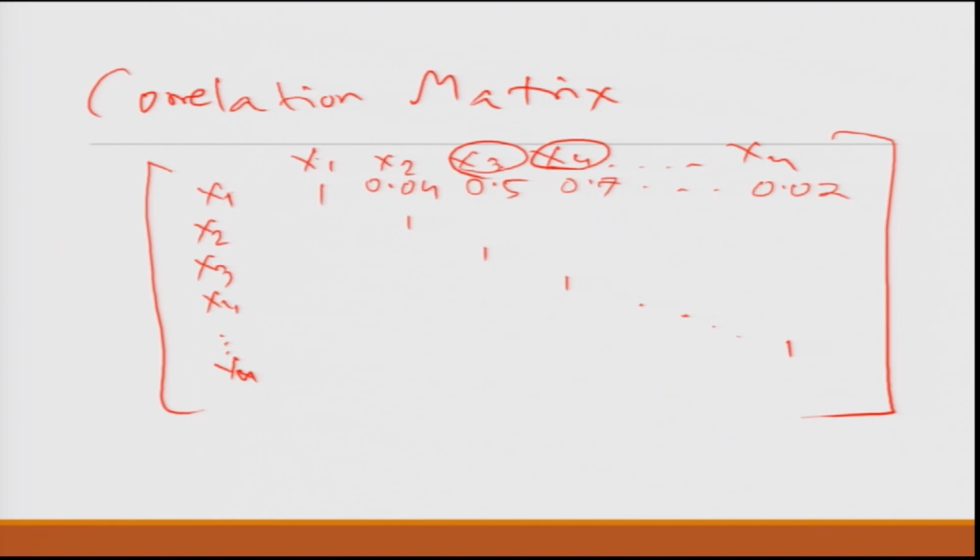You decide whether you want to use x1 or x3, just one of them, not both x1 and x3, or you use x1 and x4 but not both of them. So in a typical case, what you do is you build a model with each of them separately, and then you try to see whether the model works or not.